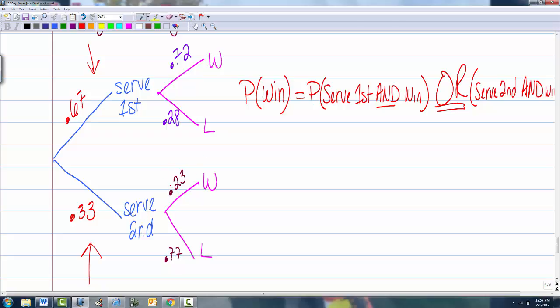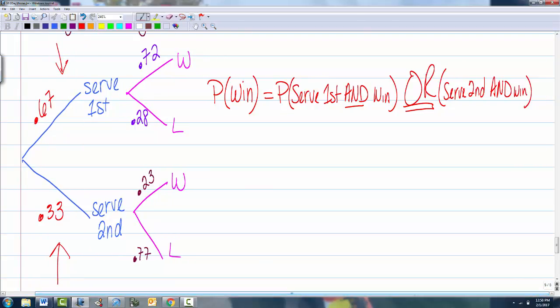So for some reason you don't like serving second, it really throws your team off. Boom, boom, boom. Actually, I think that happens in volleyball anyway. When you serve, you have a better chance of winning. Whatever, let's not overanalyze it.